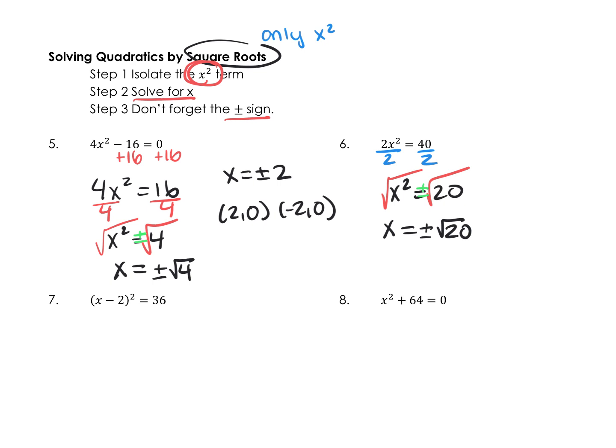Last time our number was a perfect square. This time is 20 a perfect square? No. So we're going to have to simplify that, okay? Perfect square that divides 20 is 4. 4 times 5 is 20. So we'll have plus or minus the square root of 4 times the square root of 5. So this will be 2 square root of 5. Another reason why we reviewed radicals yesterday, simplifying radicals.